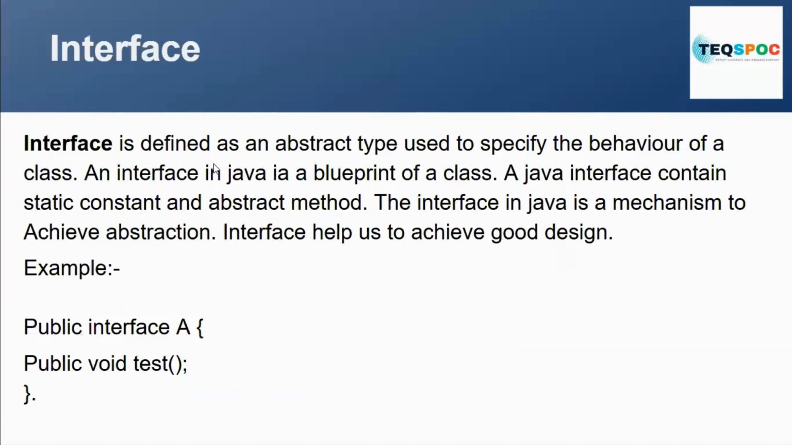Now coming to the first, what is basically an interface? Interface is defined as an abstract type used to specify the behavior of the class. We will first see the definition. Some students may get the point from the definition, some may not get what is written inside the definition. Then we will move toward the example. Through the example, everybody will understand what we are talking about. So interface is defined as an abstract type used to specify the behavior of the class.